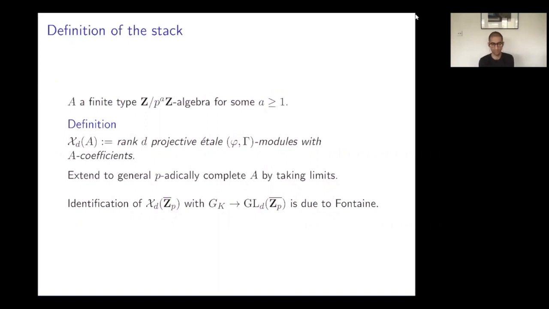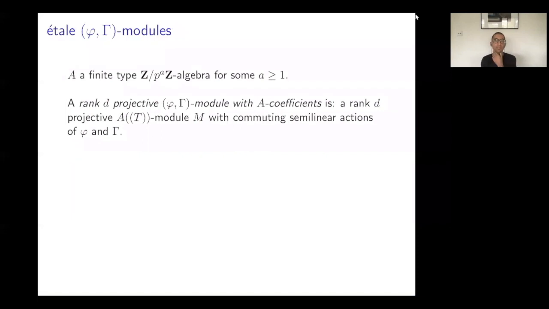Okay, so what is a phi gamma module? So take A to be again a finite type algebra mod some power of p. And then a phi gamma module is, again, I'm in the case K equals Q_p, just a module over this Laurent series ring A((t)), and it has actions of phi and gamma.